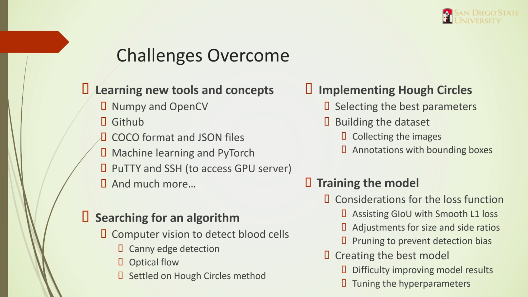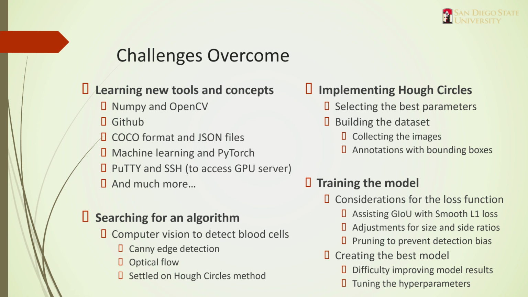Let me now talk about the challenges I overcame. First and foremost was learning new tools and concepts. Libraries like NumPy and OpenCV, concepts like machine learning, and much more. At the beginning of my journey on this project, I was searching for a computer vision algorithm that could detect blood cells very well. I settled upon Hough circles. Implementing it into the dataset proved to be a challenge.